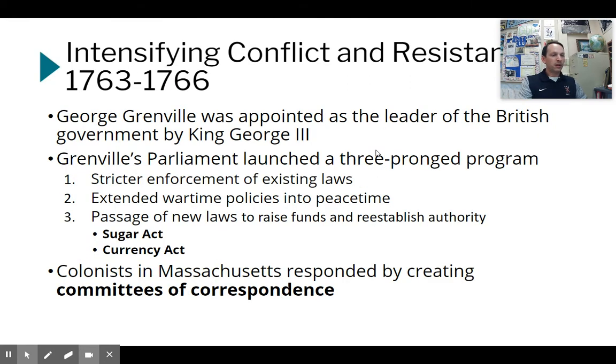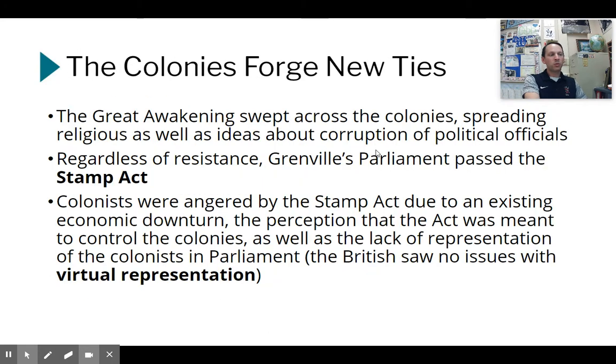We developed committees of correspondence. If you remember, that was Massachusetts writing letters down to Connecticut and Rhode Island, and all the way down to New York and Pennsylvania and New Jersey, and it circulates to the colonies. And what they're realizing is that they have in common the fact that they feel like they're being treated poorly, and that Britain is becoming more tyrannical.